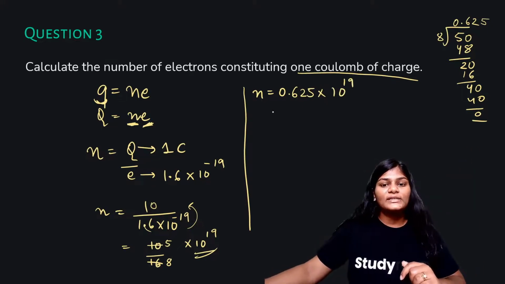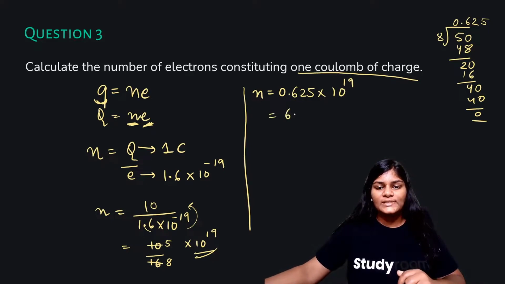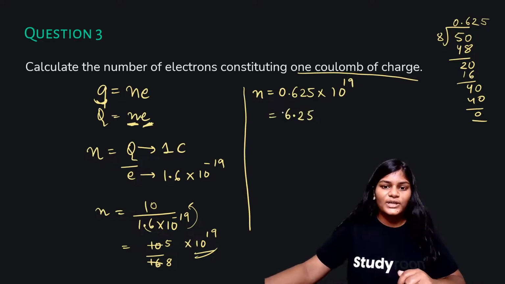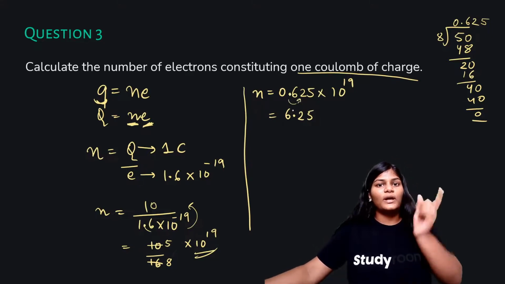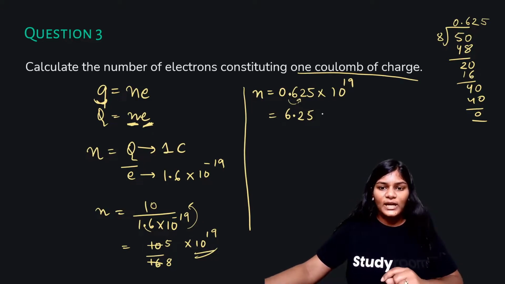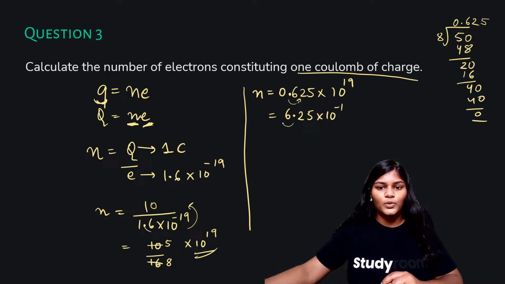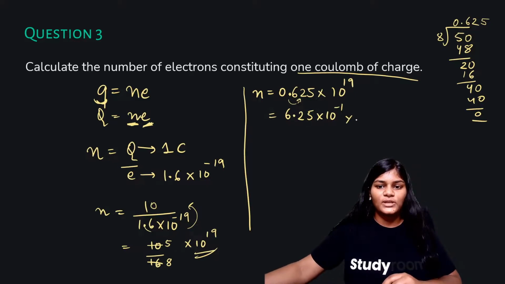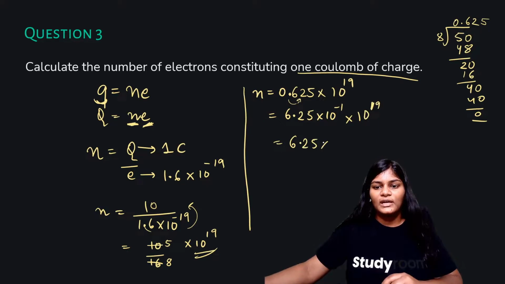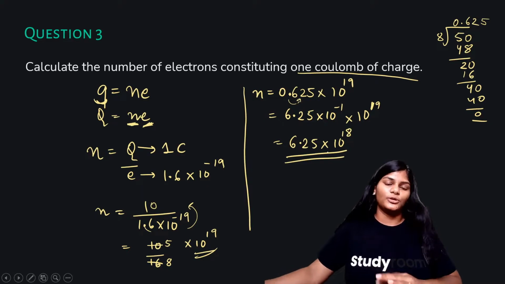So if we have to write it in standard form, this would be 6.25. What did I just do? I took this decimal and took it one place to the right. So if I have to write it here, it would be 10 to the power minus 1, right? Because of this minus 1, the decimal goes one place back. So this is 6.25 into 10 to the power minus 1 into 10 to the power 19. So this 19 minus 1 becomes 6.25 into 10 to the power 18. So that is the number of electrons in 1 coulomb of charge.